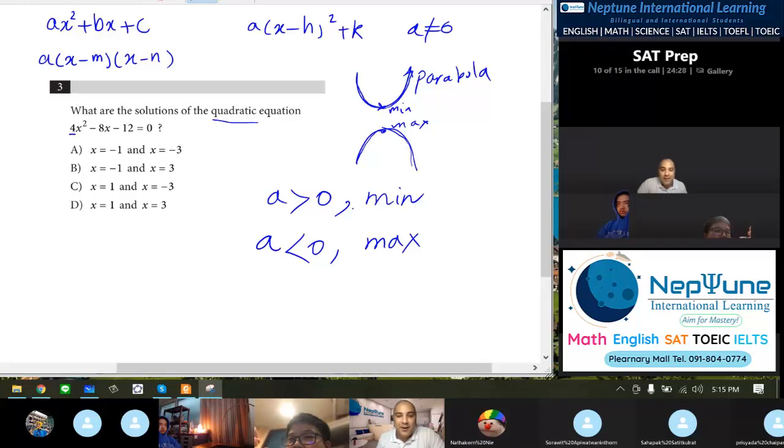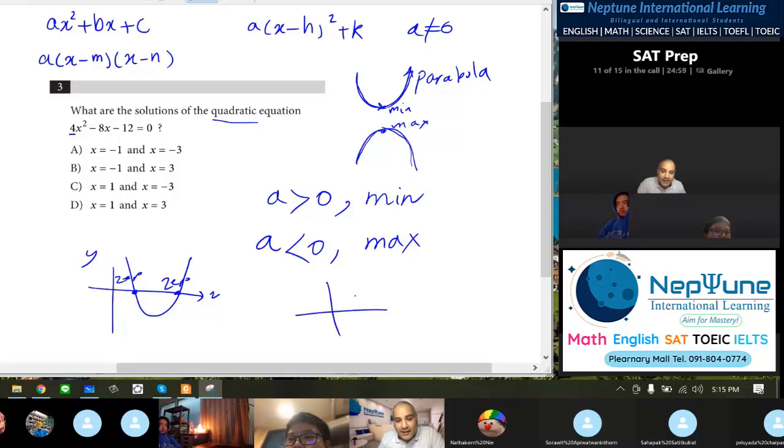Sometimes when you have a quadratic, if this is x and y, and your quadratic goes like this, then you will have two zeros. Because at this point, the y value is 0. At this point, the y value is 0.